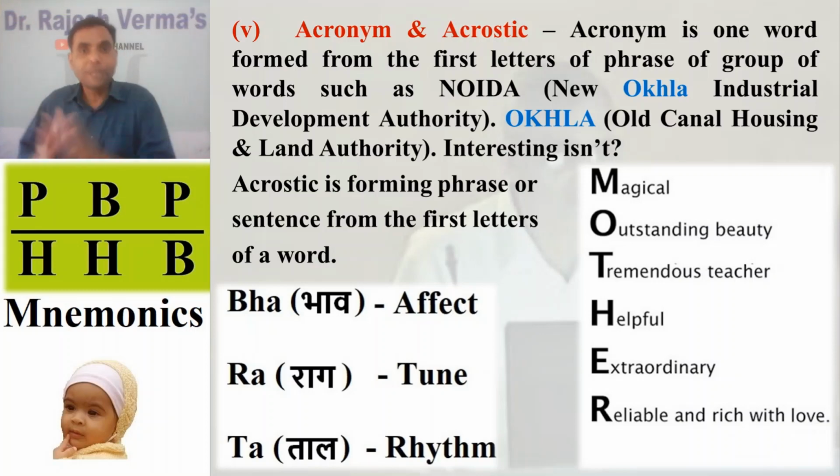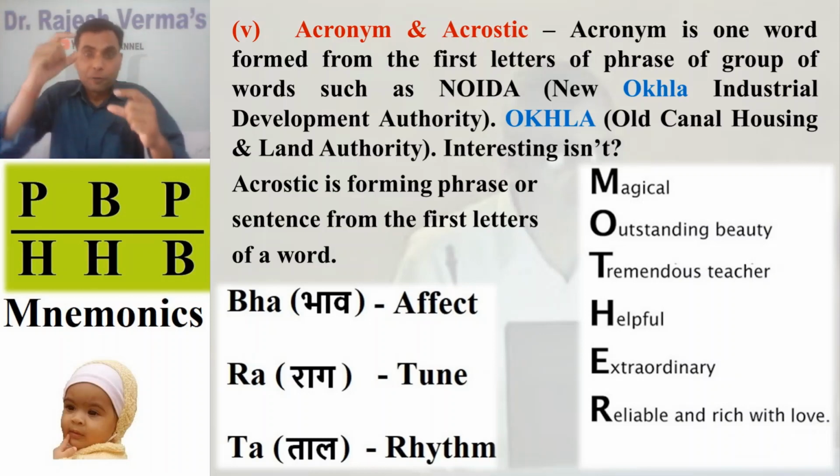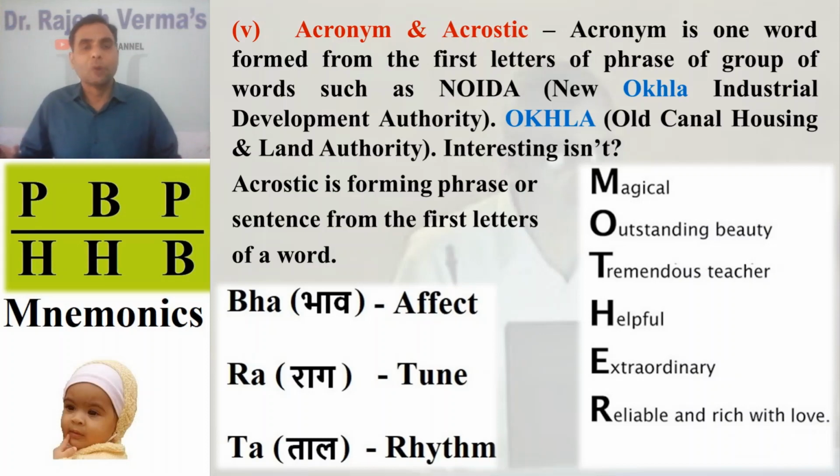And if you go for the acrostic, another one is Mother. M for magical, O for outstanding beauty, T for tremendous teacher, H for helpful, E for extraordinary, and R for reliable and rich with love. So these are acrostics: forming a phrase, sentence, or word from each letter of the word. We can create acronyms and acrostics, and we can remember the information for a longer period of time.